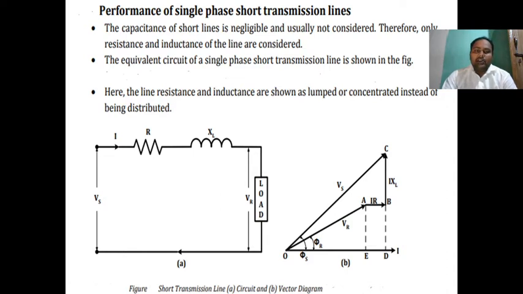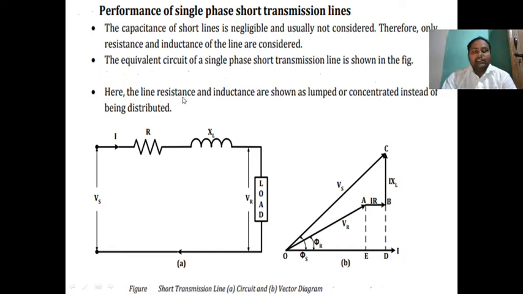I already told you in the introduction in unit 1 that resistance and inductance are series elements. Capacitance is a shunt element. Capacitance lies in between two transmission lines, while resistance and inductance are series elements. So we represent the resistance, inductive reactance, and the load. The next point is that the equivalent circuit of a single phase short transmission line is shown in the figure. Equivalent circuit means all the parameters lie in the diagram.